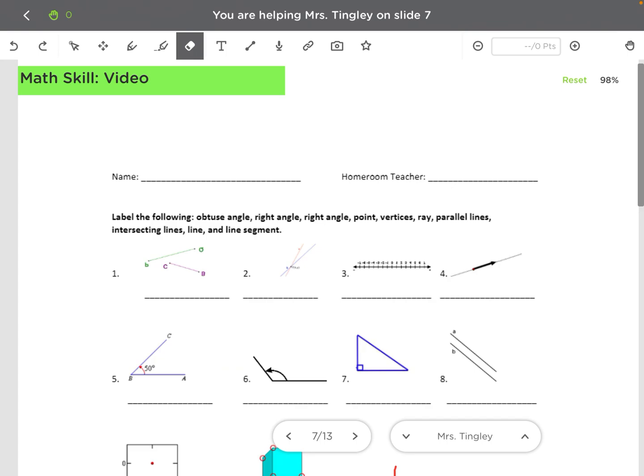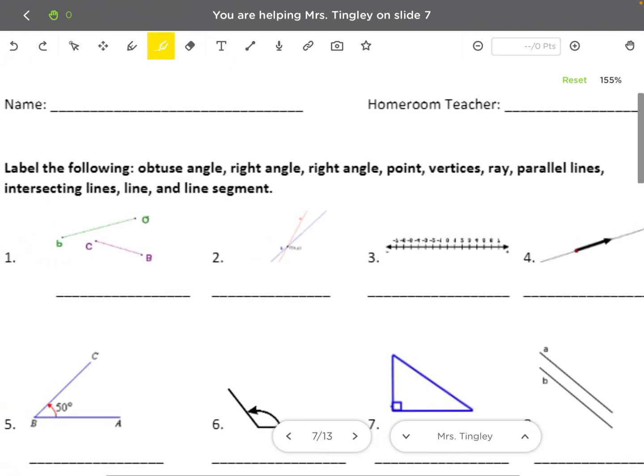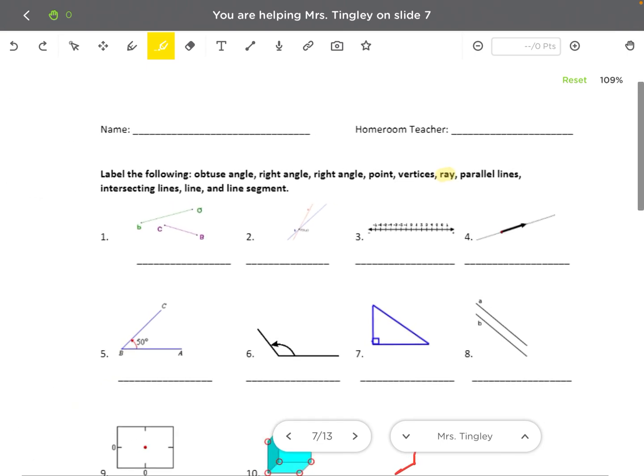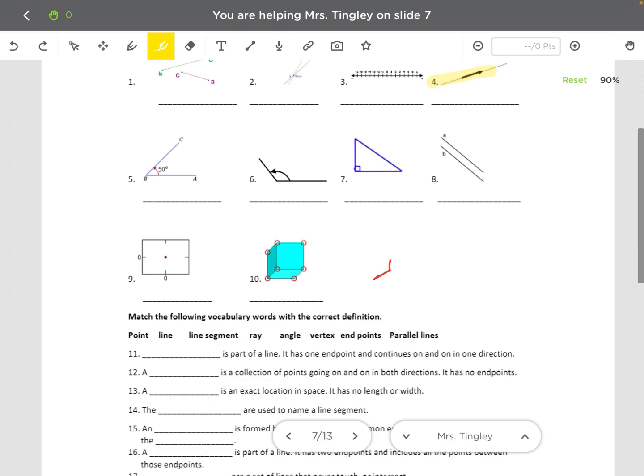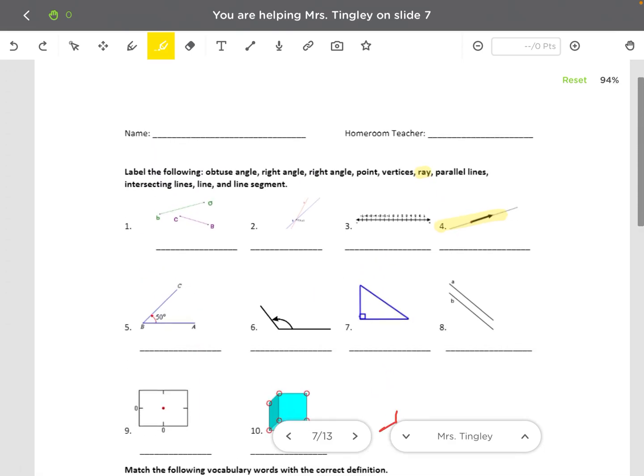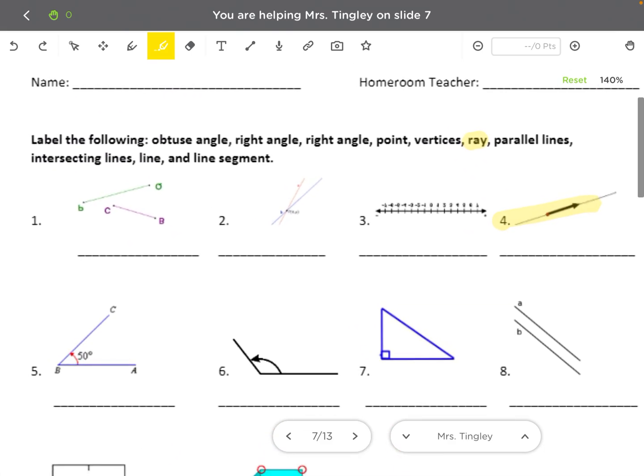We're going to be looking at types of angles and lines. Now, I want you to grab your highlighting tool. We're going to highlight the things that we have already practiced. A ray has a starting point and then it continues on forever. We're just going to highlight the different rays we see in these activities. So this ray has a starting point and an ending point.